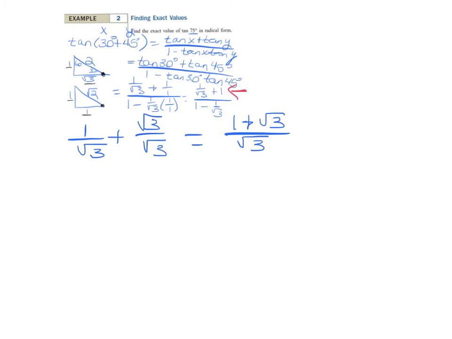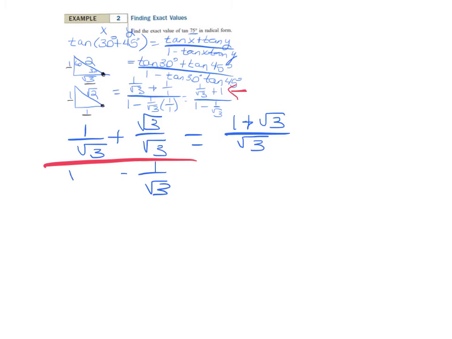So what I'm going to have is 1 over the square root of 3 plus, and if you think of 1, it's the square root of 3 over the square root of 3. That's going to give you 1 plus the square root of 3 over the square root of 3. All right, now let's do the bottom. The bottom says 1 minus 1 over the square root of 3.